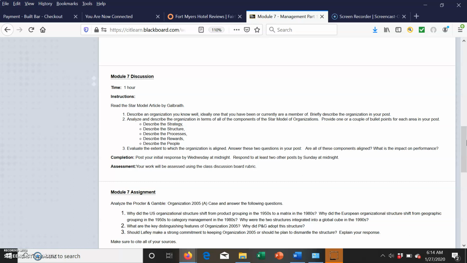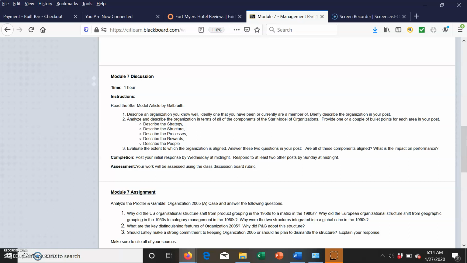And so I'm going to ask you to identify a basic description of an organization you know well or are a member of, and briefly describe it so that we have some idea. You don't have to give us the real name if you don't want to, or you can choose a public organization that you could look up on the internet. Try to identify and describe each of the 5 points, and then, importantly, evaluate the extent to which the organization is aligned. Are all the components aligned, and what's the impact on performance?